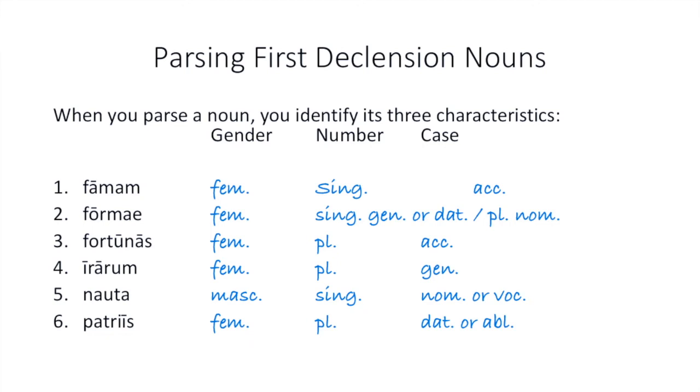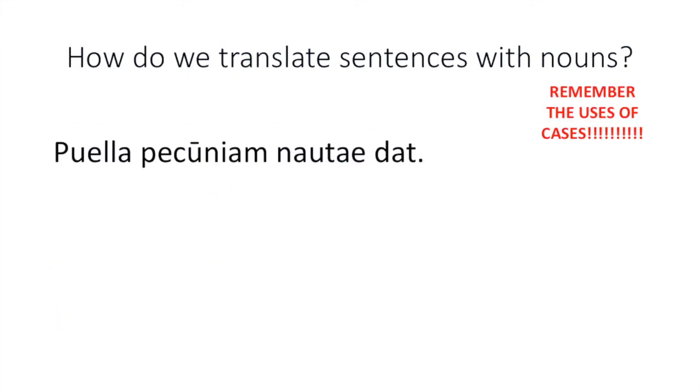And these, you need to be aware of the multiple case and number pairs that each ending could provide so that you can translate your sentences better. In fact, this parsing is a key part to understanding how to translate a Latin sentence. So let's put all of the stuff we've been talking about together to translate the sentence puella pecuniam nautai dat.